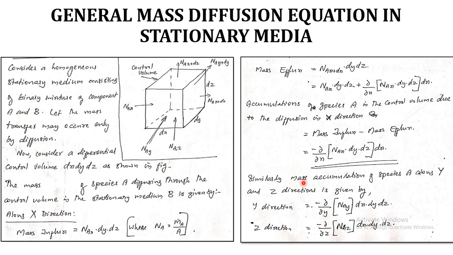Similarly, mass accumulation of species A along y and z directions is given by the same procedure. In y direction, the mass accumulation is equal to minus dou by dou y NaY dx dy dz, where NaY is the mass flow rate per unit area. In z direction, minus dou by dou z of NaZ dx dy dz, where NaZ is the mass flow rate per unit area, mass flux in z direction.